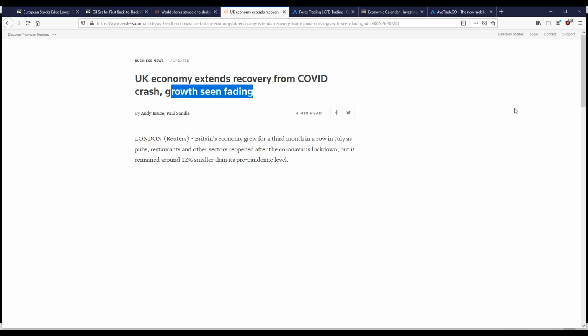So we keep seeing positive news. Okay, economy's recovering, and then the second half of the headline is, but they don't think it'll keep going good. Growth seen fading, they say. So headline after headline, kind of putting a damper on this morning's positive momentum. That's the fundamental situation right now.